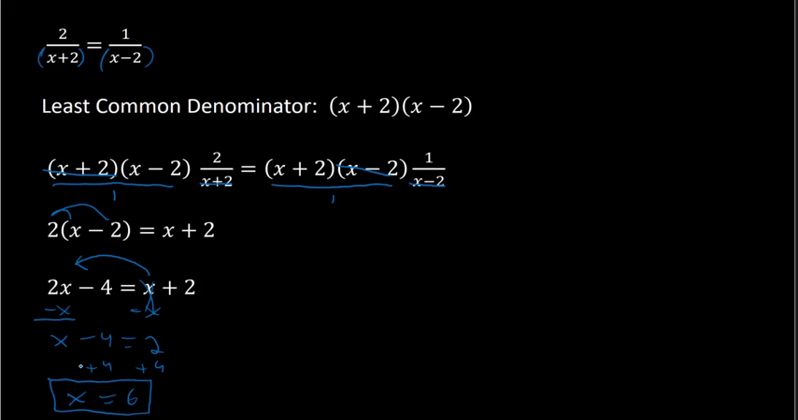And by the way, I can double check all of these answers by plugging things back in. And we would notice that here we would have 2 over, and then plug a 6 in for x. So 6 plus 2 would give me 8, equals 1 over, plug a 6 in for x, so we have 6 minus 2, which is 4. 2 eighths equals 1/4. That is a true statement, so therefore we have the correct solution.